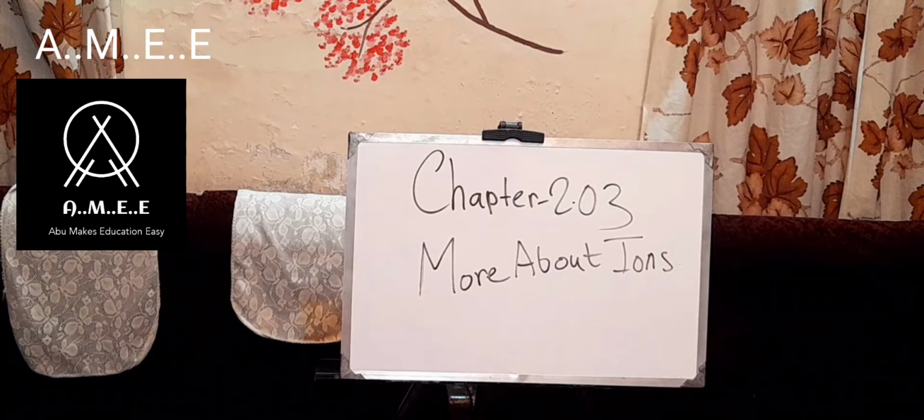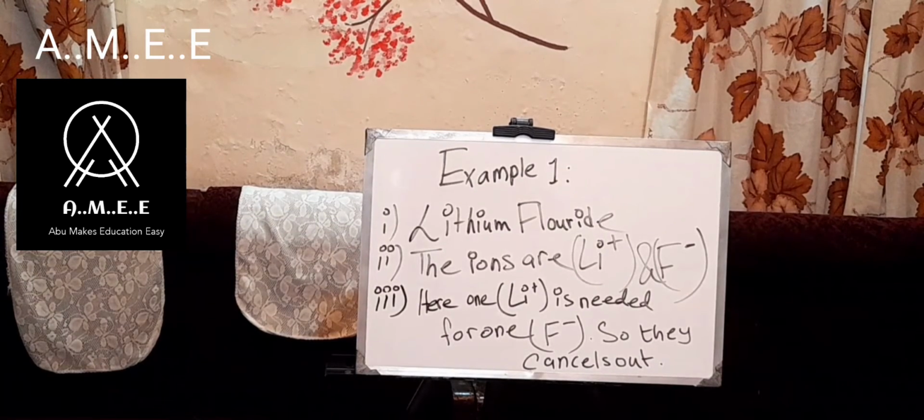These are the things that we learned in the previous class. Now I'm going to show you an example. By using these steps, we will find out the chemical formula of lithium fluoride. Please write example one, as I have shown, according to how it is written. First, lithium fluoride. Then the ions are Li+ and F-. Both should be in brackets.